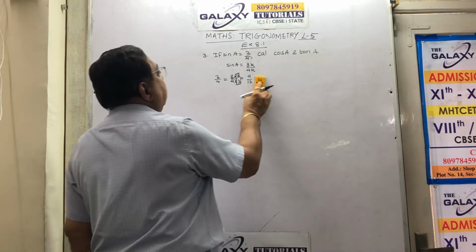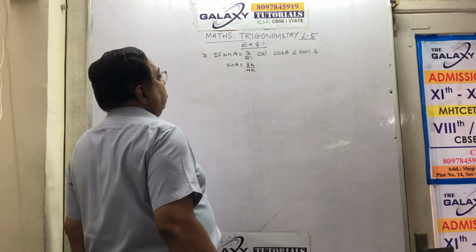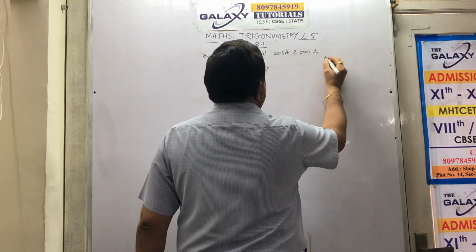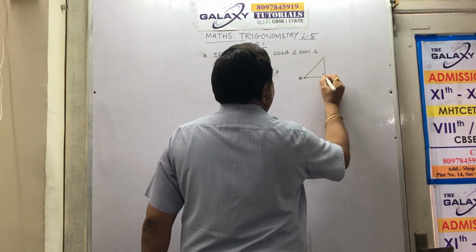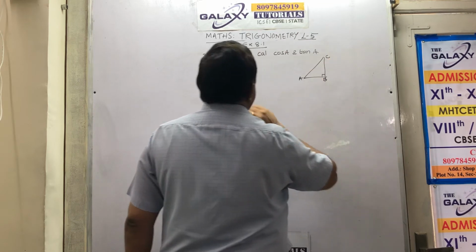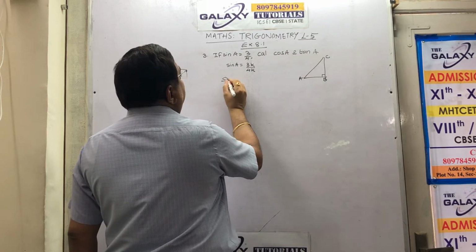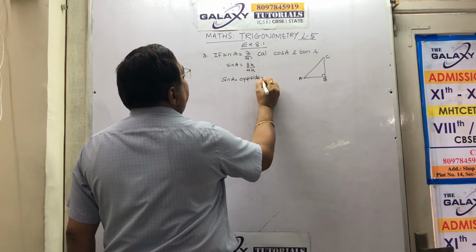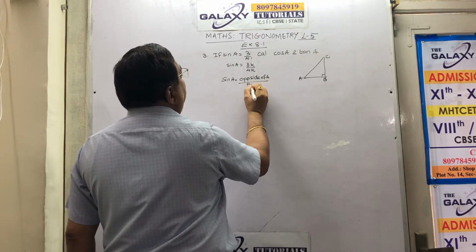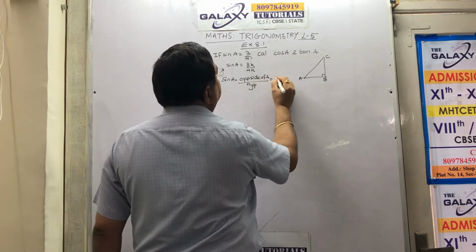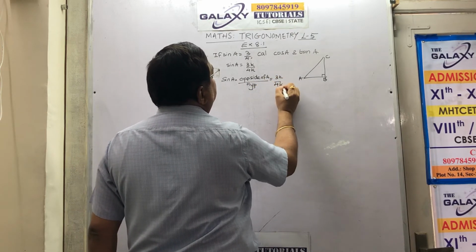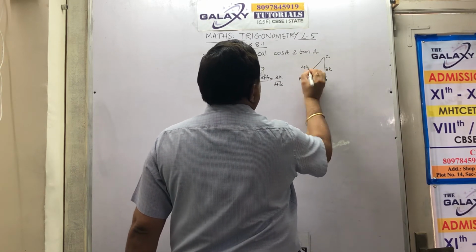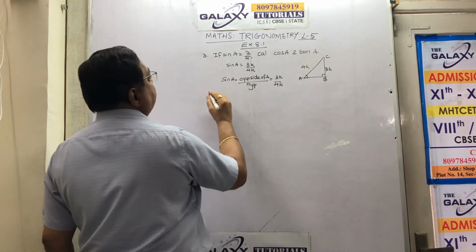Okay, I remind you. When we draw the triangle, in this case, we will draw a triangle ABC, and sine A is the opposite side of A upon the hypotenuse. Now this is 3k and that is 4k. Opposite of A is 3k. Hypotenuse is 4k. I don't have the third side.